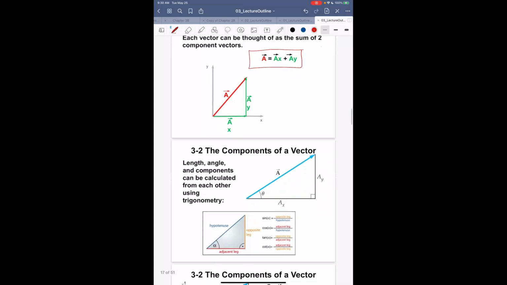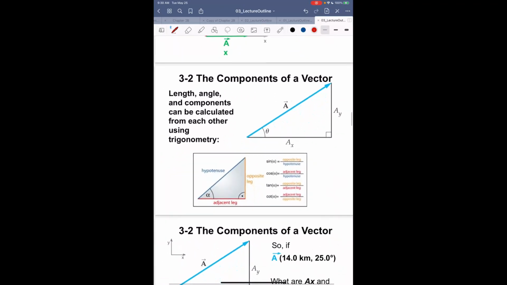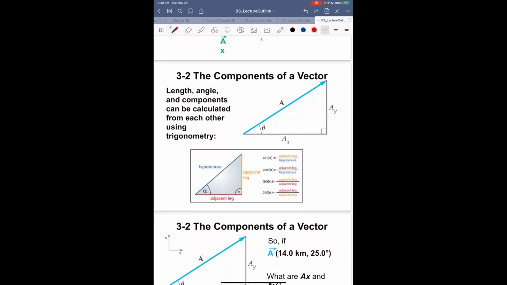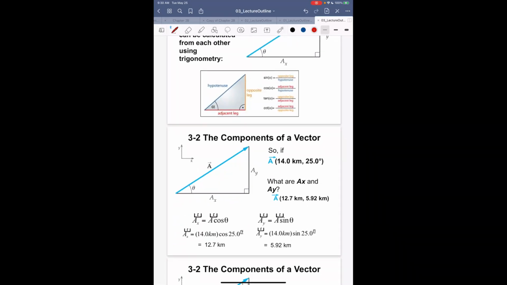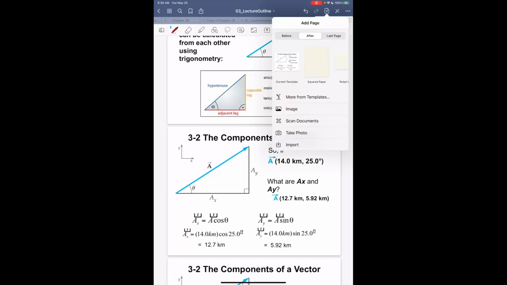Now this knowledge is related to trigonometry, where we were able to say sine is the opposite divided by the hypotenuse, the cosine is the adjacent divided by the hypotenuse, and the tangent is the opposite divided by the adjacent. Based on this, I'm going to add another page here.